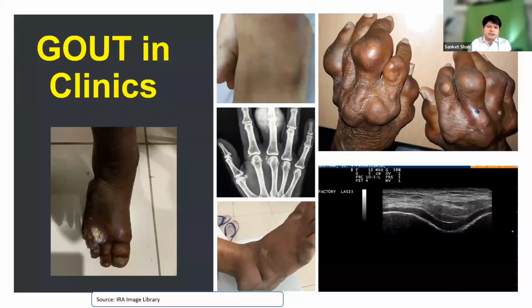These are a few classical presentations of gout. You can see this is the joint involved, the first MTP joint, and then there is the tophi discharge which is happening. This was being treated like cellulitis for so long. This is not cellulitis. This is gout in a CKD patient. This is actually the image of a foot. Here also the gout tophi can be seen.